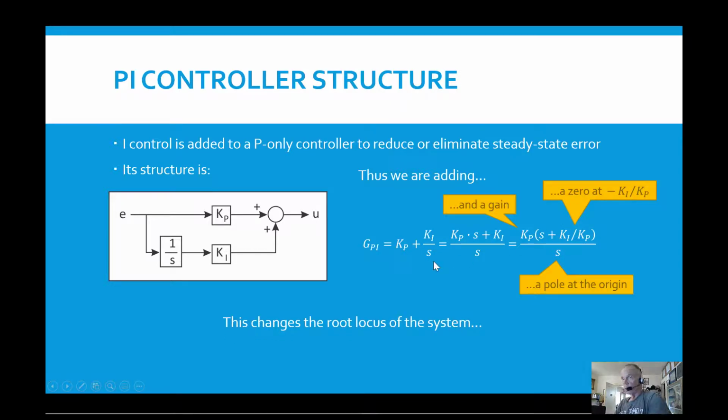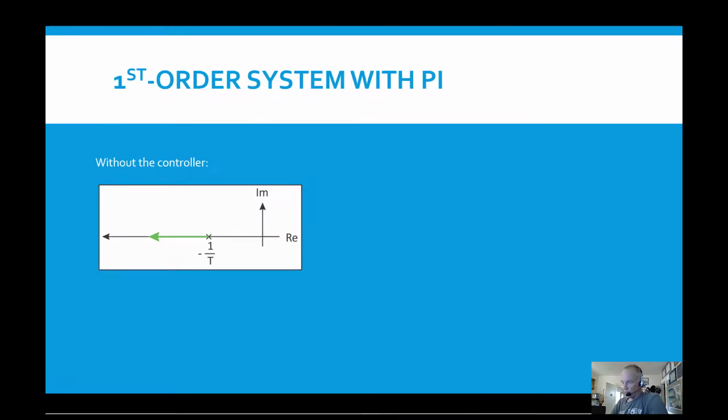Now this changes the root locus of the system. Remember, when we had only the proportional part, it did not change the root locus of the system, because when you added the controller, the open loop transfer function was simply the old open loop transfer function with the gain added in front of it. But now we have added all of this in front of it. So the open loop transfer function of the system has changed with the addition of this 0 and this pole at the origin. So we'll see where that takes us.